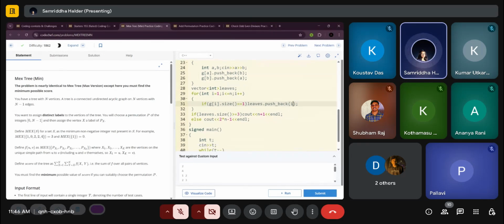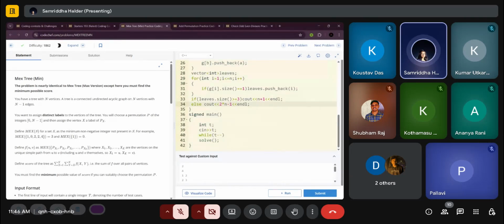If leaves.size() is greater than or equal to 3, that means we have 3 or more leaf nodes. So we can assign one leaf node as 0, one leaf node as 1, and the other as 2. So our ultimate value of the function will be n plus 1. Otherwise, we can only put 0 and 1 on the leaf nodes, and there will always exist another path that will have n as the max. So it will be n minus 1 plus n, hence 2n minus 1. And that's it for the code.